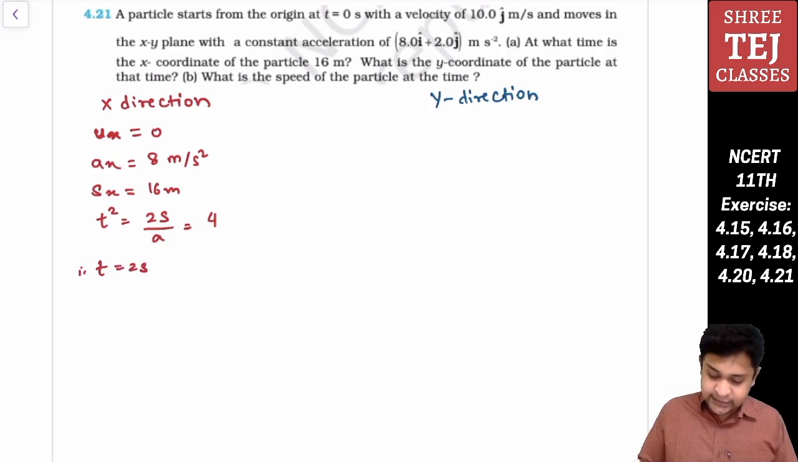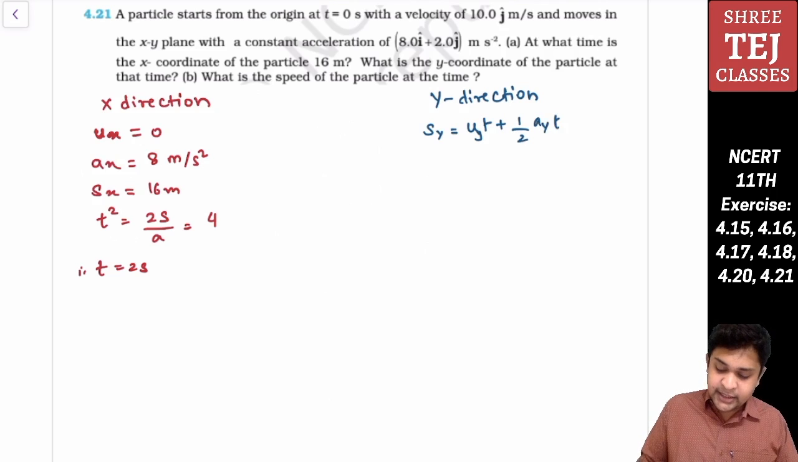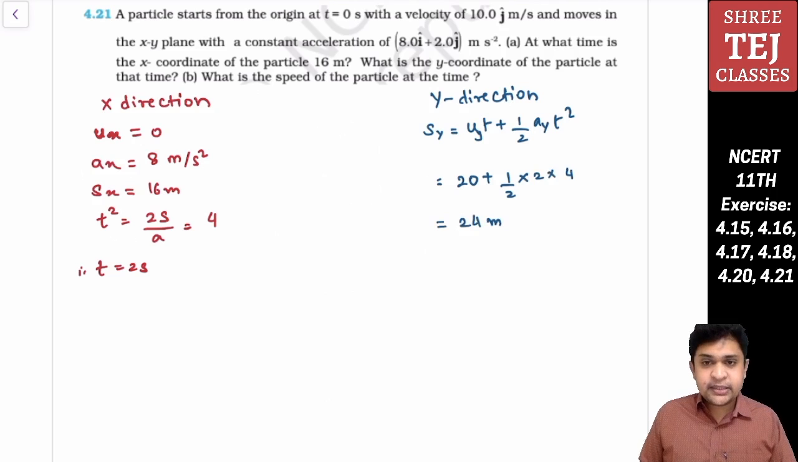Therefore at 2 seconds we have to find sy. So again we will use second equation of motion. sy is equal to uy t plus half ay t square. So uy is given to be 10, 10 into 2, 20, plus half into ay is 2 into 4. So this is 24 meter. So displacement or the y coordinate of the particle at time 2 seconds is 24 meter.